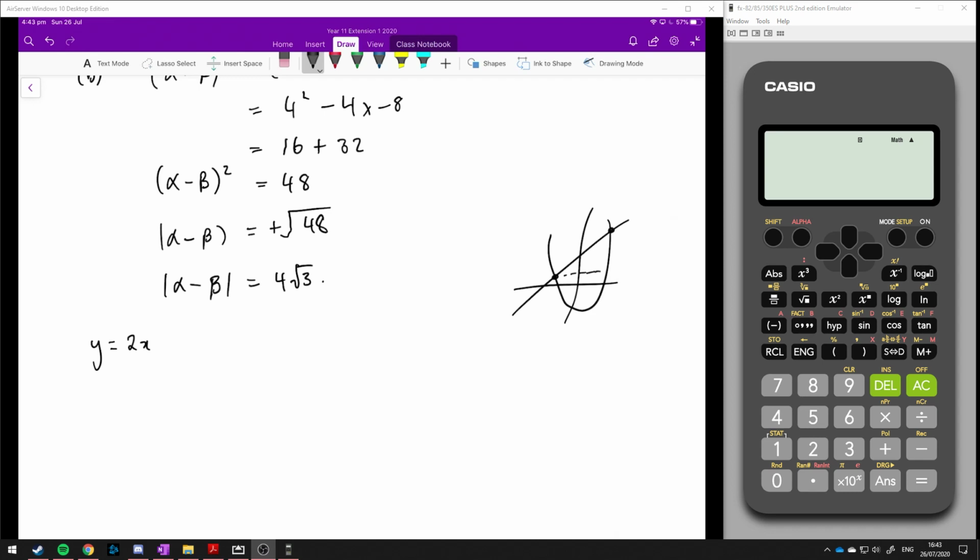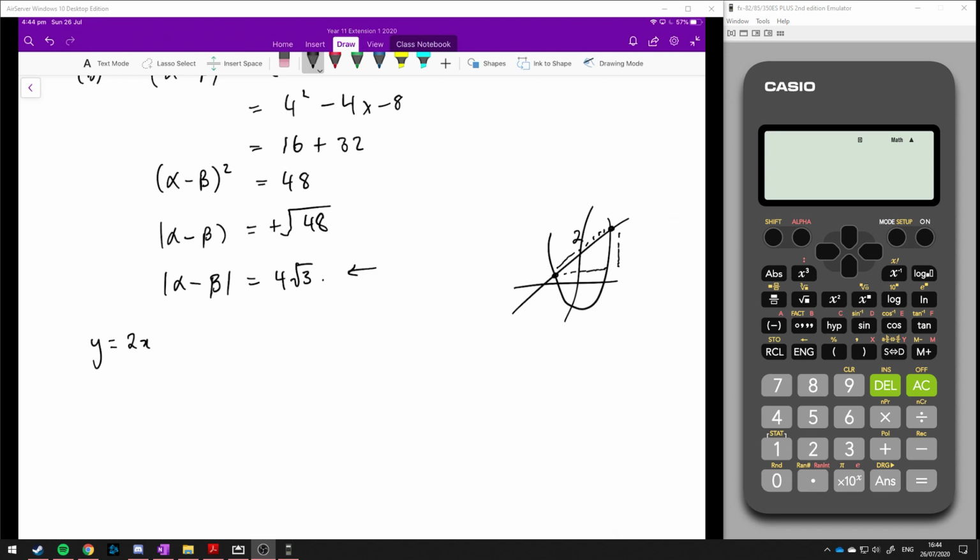So what we did is we found the distance between these two by using this guy over here. Now we're looking for the distance along here. So to do that, we're going to need the distance along here. Because the line has gradient 2, this gradient along here is equal to 2. The vertical distance is 8 root 3.